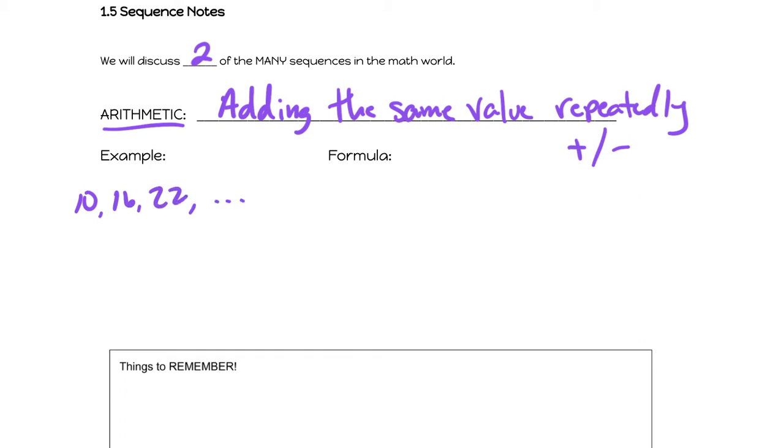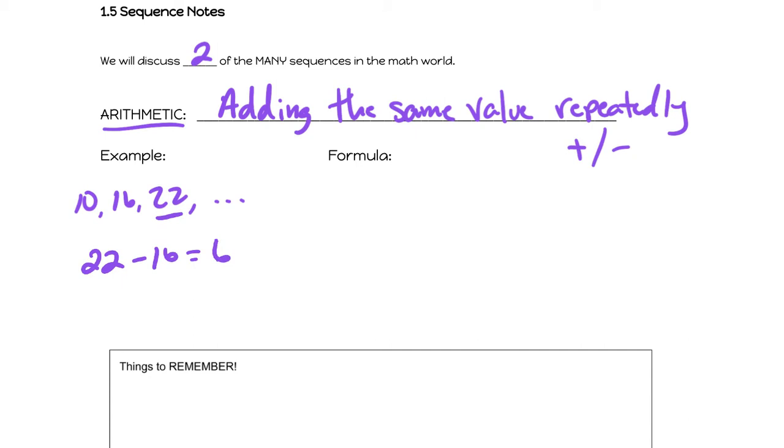Most of you realize what's happening here. If you don't, though, it's very simple to determine. If you don't know if it's arithmetic or geometric, the first thing you do is take the last term, 22, and subtract from it the term right before it. 22 minus 16 is 6. And you can do this on the calculator. You don't have to do it by hand.